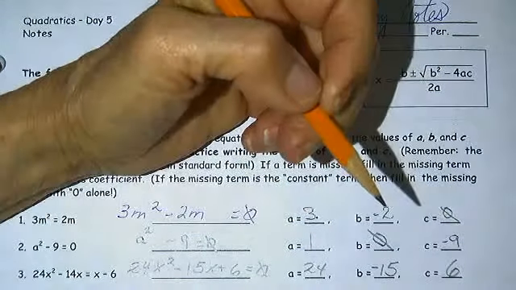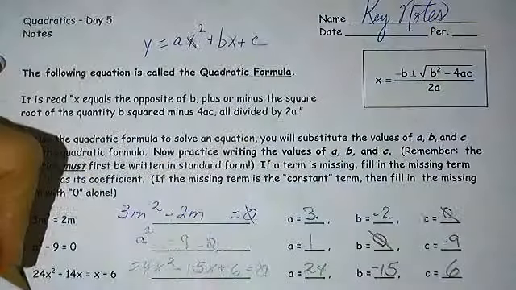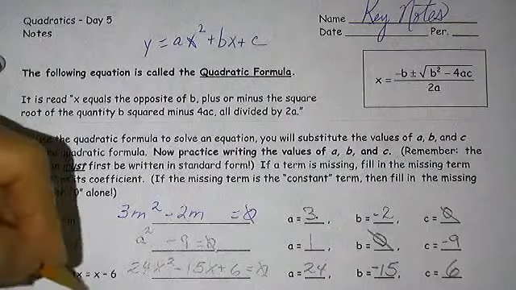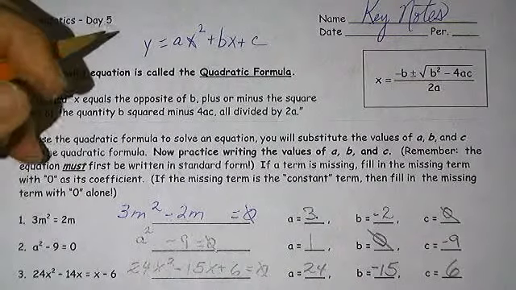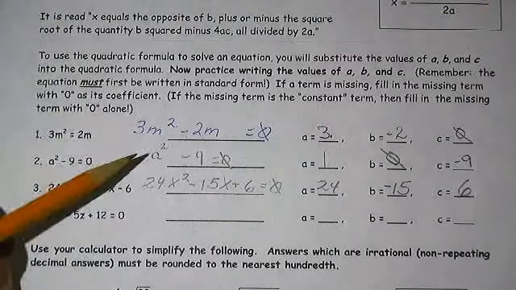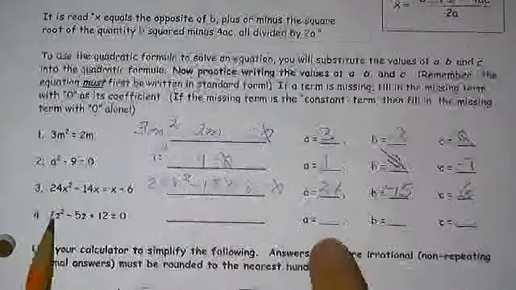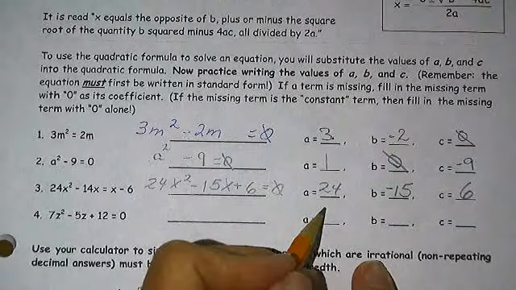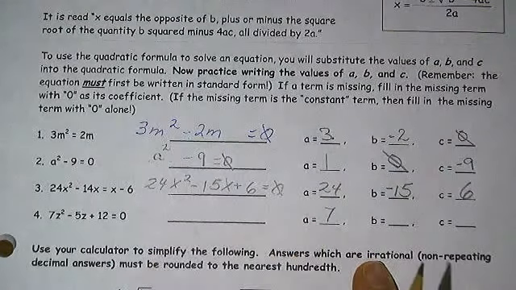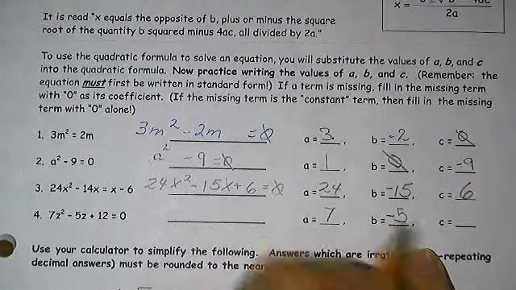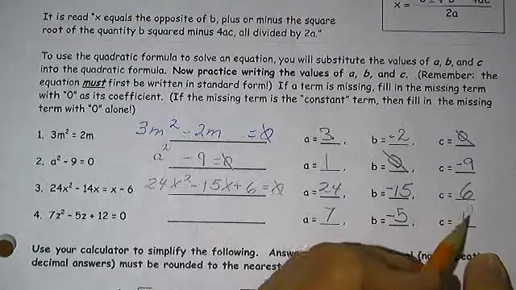Getting the hang of it? Cool. So here, 7z squared minus 5z plus 12 equals 0. You know how we say that mathematicians are just a little lazy. So what we're going to do next is not rewrite it, but go straight to the coefficients. A is equal to, altogether now, 7. B is equal to, altogether now, negative 5. And C is equal to 12.